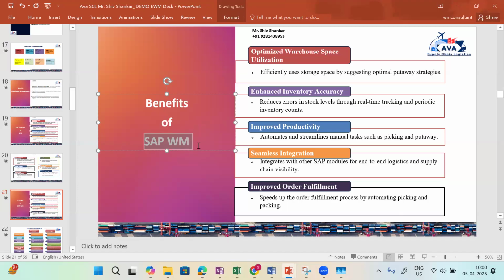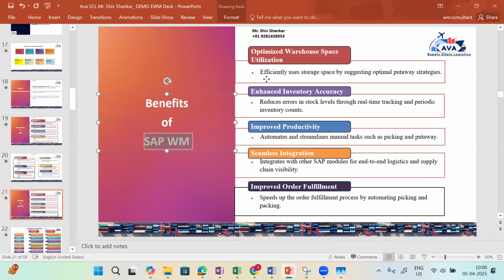SAP ERP. So within the SAP ERP, this SAP WM, because of the global demand and the growth of the companies and globalization, the SAP WM functionalities are not meeting the global standards. Then companies started doing a lot of coding and a lot of customization in the SAP WM.